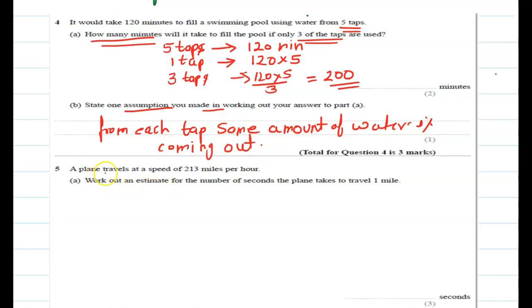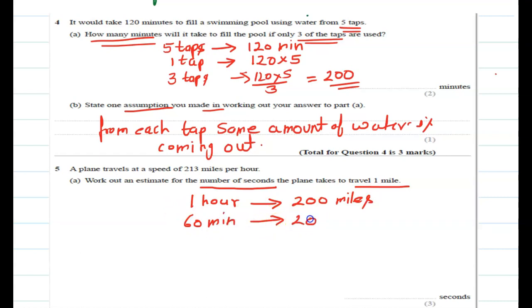Question number 5. A plane travels at a speed of 210 miles per hour. Work out an estimate for the number of seconds the plane takes to travel 1 mile. So it means you need to find time. In 1 hour it is traveling 200 miles. 1 hour is 60 minutes, so we can say in 60 minutes it is traveling 200 miles.